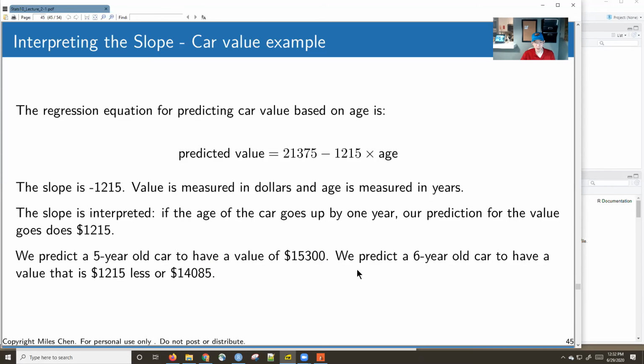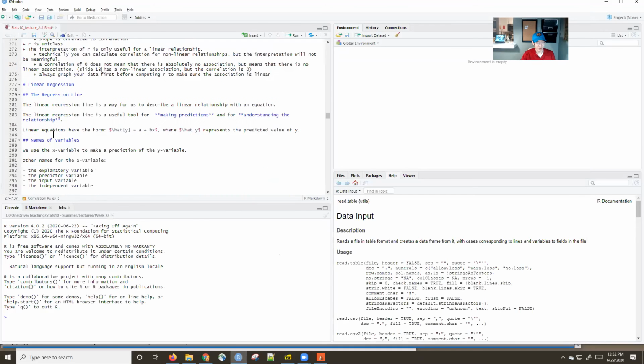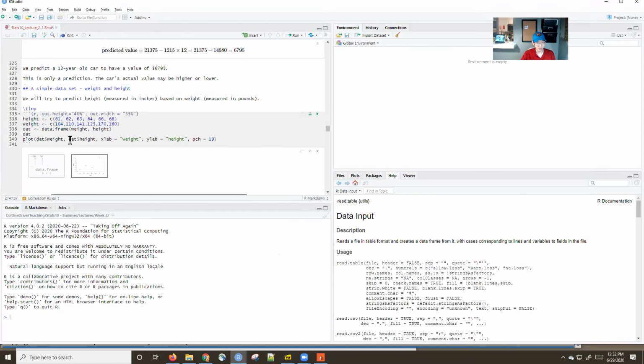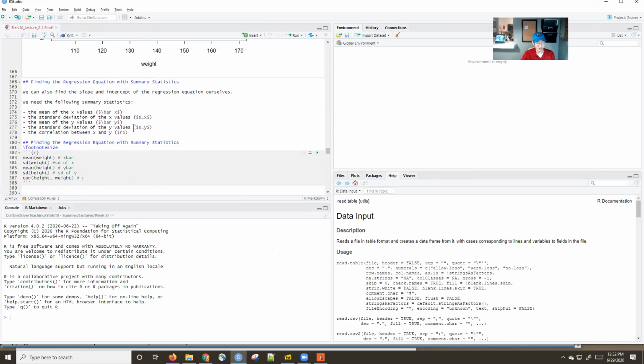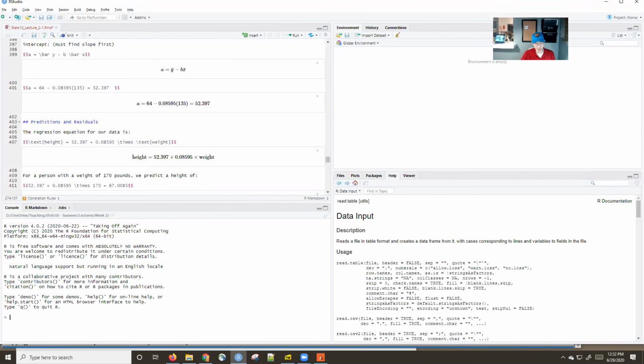I have another typo. The car goes up, oh, goes down. This should say down. Yep, thank you. Thank you for pointing that out. All right, I'll fix that.